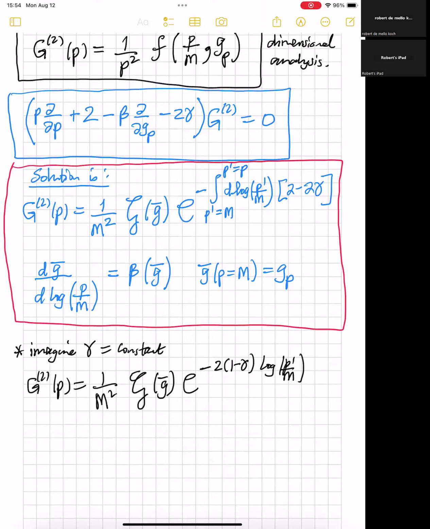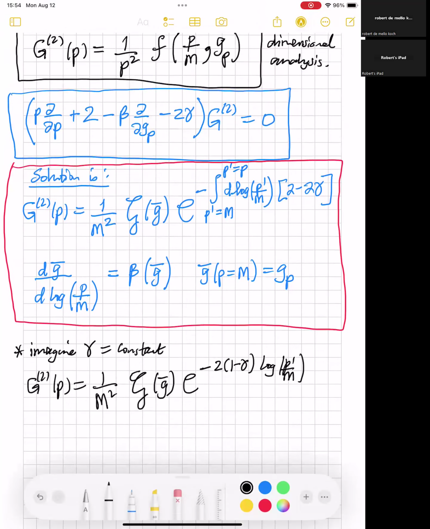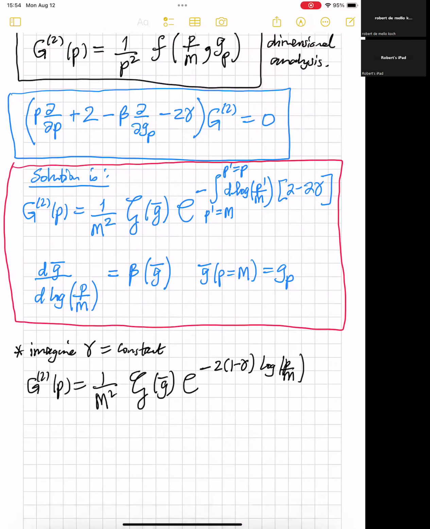And then we need to evaluate this between the two limits. When we plug in p primed equal to p, we'll get log p over m. And when we plug in p primed equal to m, we'll get the log of m divided by m, which vanishes. So we'll only get a contribution from the upper limit, and it'll be the log of p over m. Good. So that's what we get doing the integral in the exponent. We were able to do it because now gamma is a constant. That's how we simplified the problem.